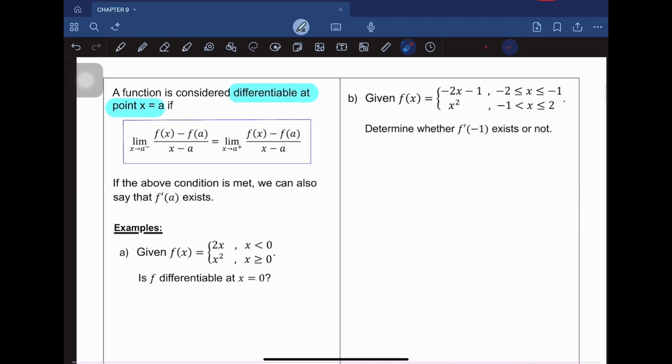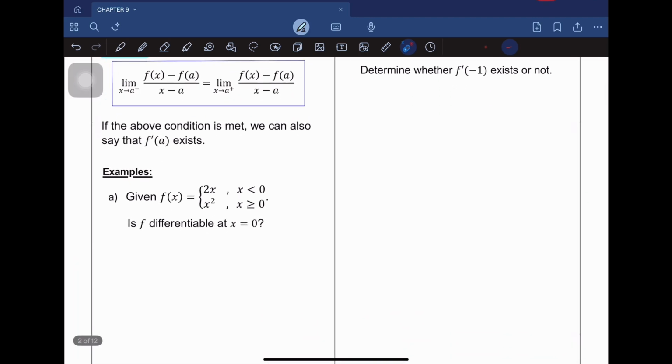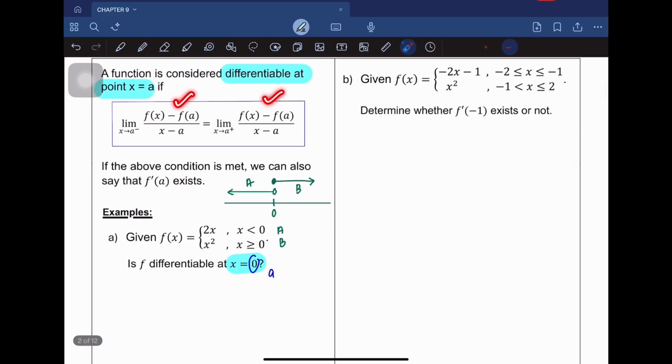Okay, so now let's try the example. Okay, so we are given a piecewise function. So remember, kalau piecewise je saya akan buat labelkan A dengan B, and then I will do number line. So we have 0, and then untuk smaller than 0 we're going to use function A, and for greater or equal to 0 we're going to use function B. Okay, so now question suruh check whether is f differentiable at x equal to 0 ataupun tak. So basically this is our A. Okay, so we are going to use this formula and check whether they have the same answer.